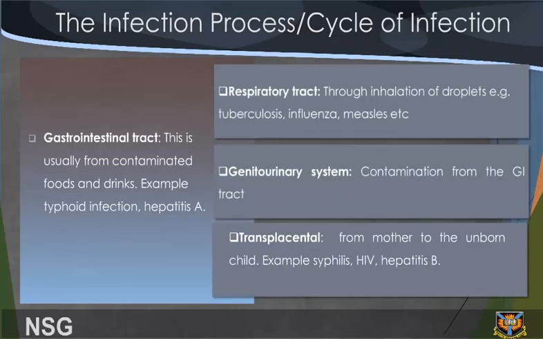Gastrointestinal tract. This is usually from contaminated foods and drinks. Example: typhoid infection, hepatitis A. Respiratory tract. Through inhalation of droplets, e.g., tuberculosis, influenza, measles, etc. Genitourinary system. Contamination from the GI tract. Transplacental. From mother to the unborn child. Example: syphilis, HIV, hepatitis B.